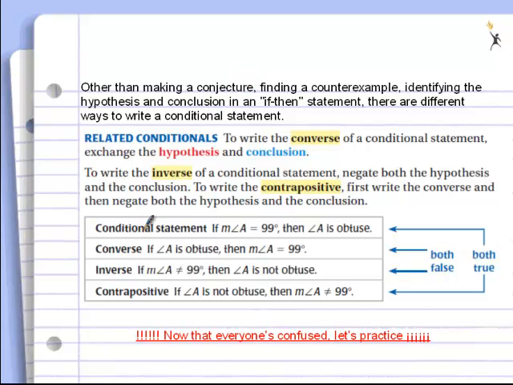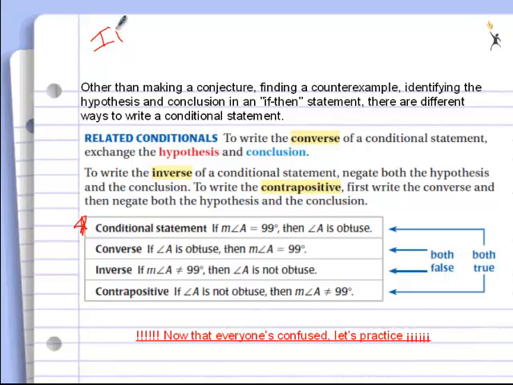If we have a conditional statement, like right here, if the measure of angle A is 99 degrees, then angle A is obtuse. That makes sense. You could rewrite that to say if angle A is obtuse, then the measure of angle A is 99 degrees. We flipped that statement around. Okay? The converse was written where we exchanged the hypothesis and conclusion.